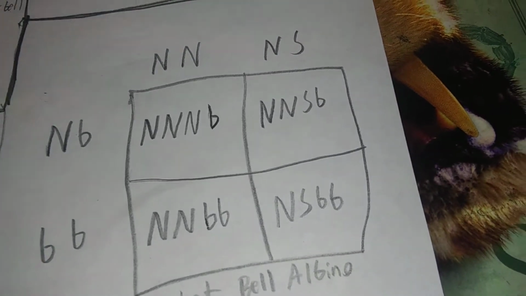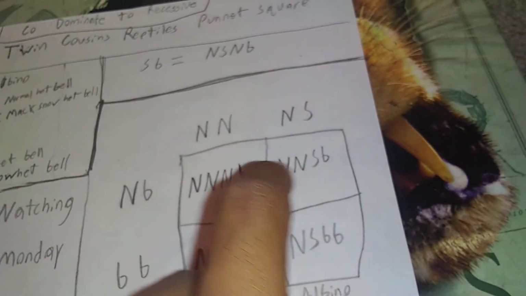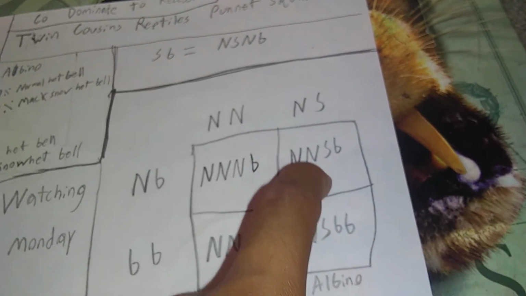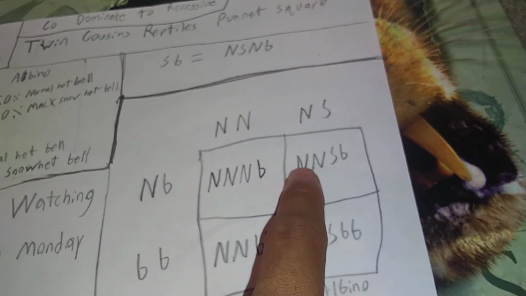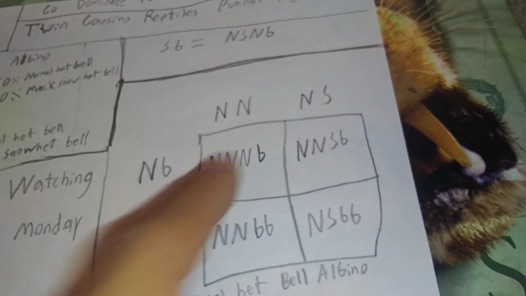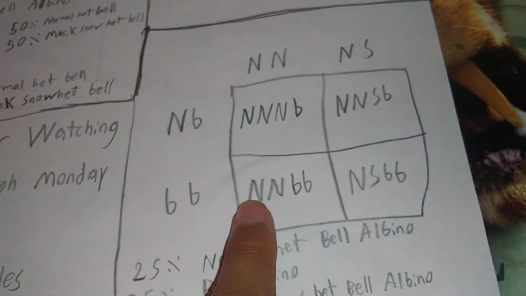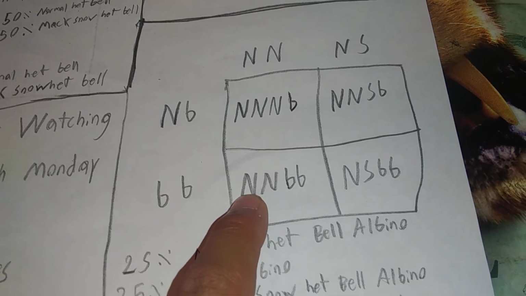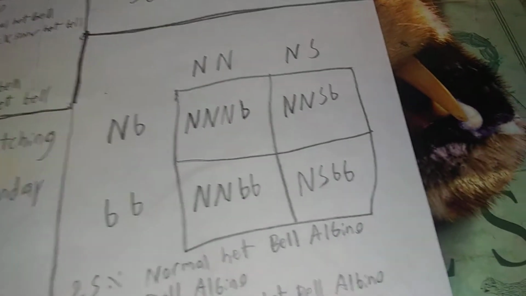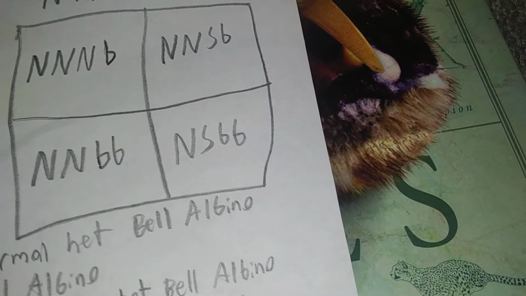I know this is confusing, but what you're going to get out of this is a normal animal. This one here is a normal het Bell albino. This is a Mack Snow animal, het for Bell albino, just like the parent was, except this is written a different way. Right here, you're going to get a Bell albino. That one has two lowercase b's, so it is going to be a Bell albino. And right here, you're going to get a Mack Snow Bell albino, this guy right here.